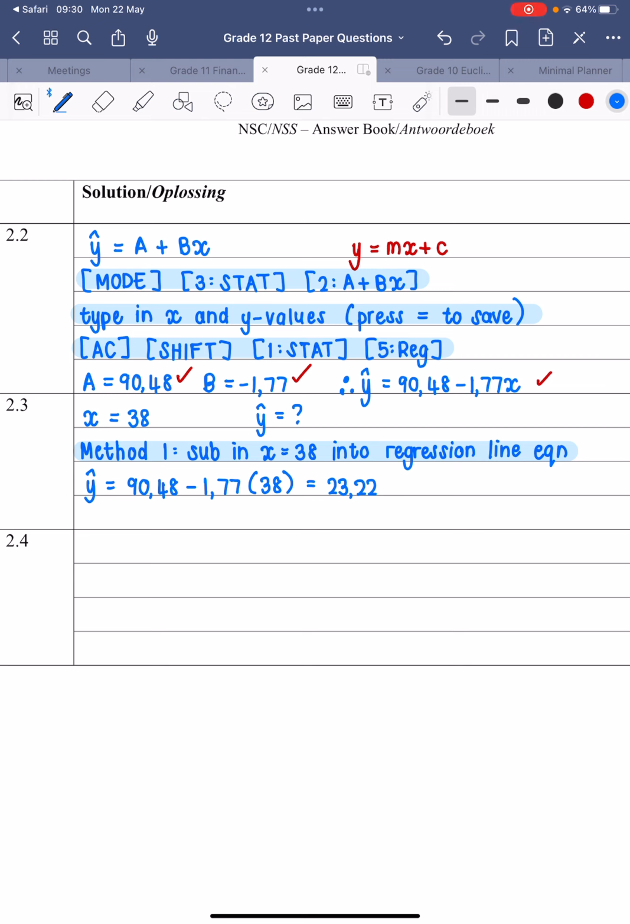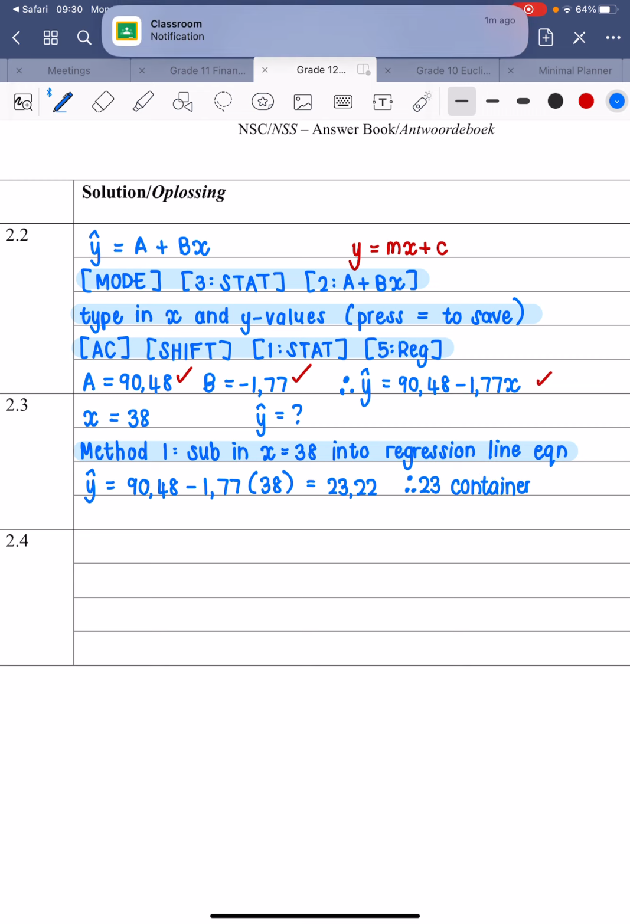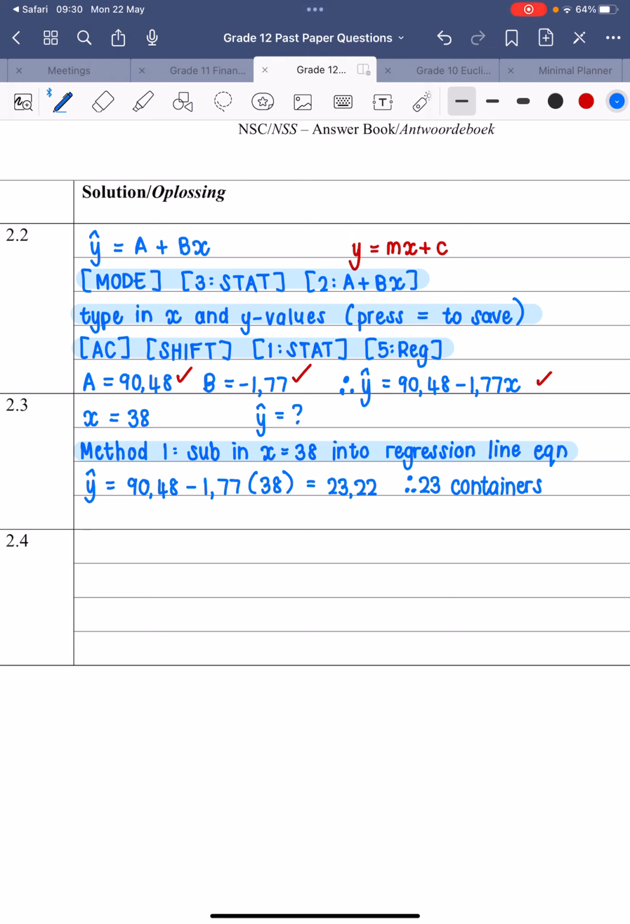Now, what does this represent, guys? Number of containers. So how many containers is that? 23. All right. So therefore, 23 containers. Okay, so that method is very easy if you were able to write your equation down at the top. So I'm going to just show you the second method, which is also faster, which is just by using the calculator.